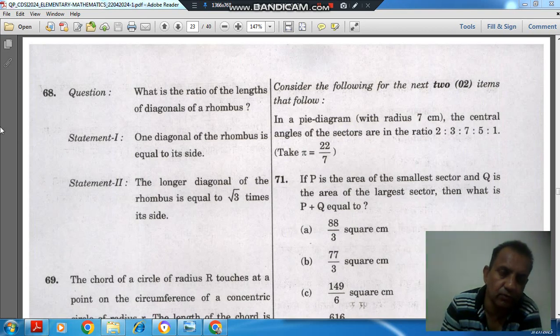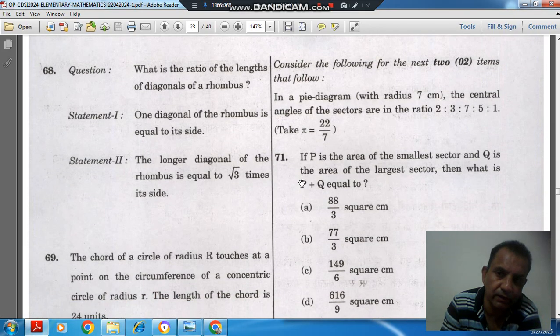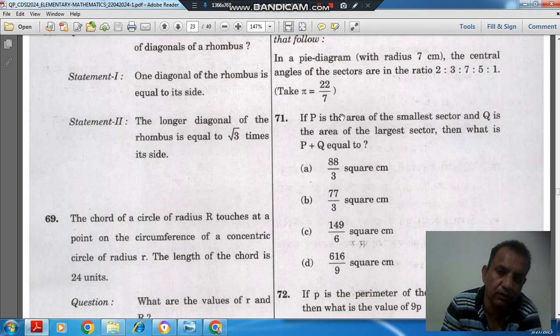Hello, welcome again. We are solving the elementary mathematics paper of year 2024 of the CDS 1 exam. For question numbers 71 and 72, there is a common statement: consider the following for the next two items that follow. In a pie diagram with radius 7 cm, the central angles of the sectors are in the ratio 2 : 3 : 7 : 5 : 1. Take pi equal to 22/7.